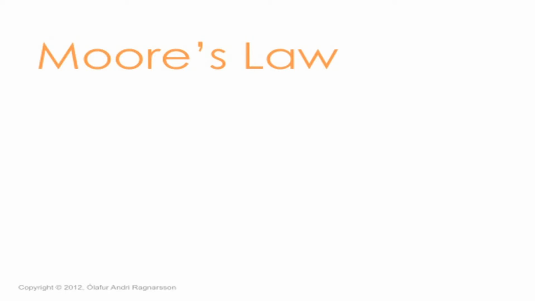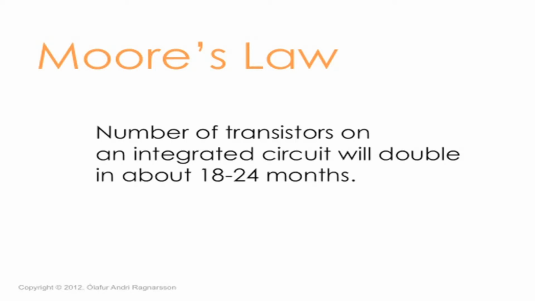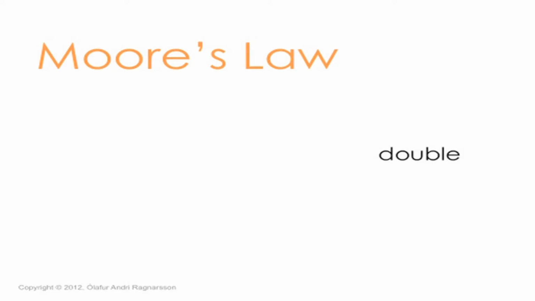Gordon Moore, the guy that I mentioned, he was in the semiconductor business, and he made an observation, I think it was in '65, that the number of transistors that you can place on an integrated circuit will double in 18 to 24 months. There's one word here that is a key that will explain evolutionary processes. This one. This is the key.